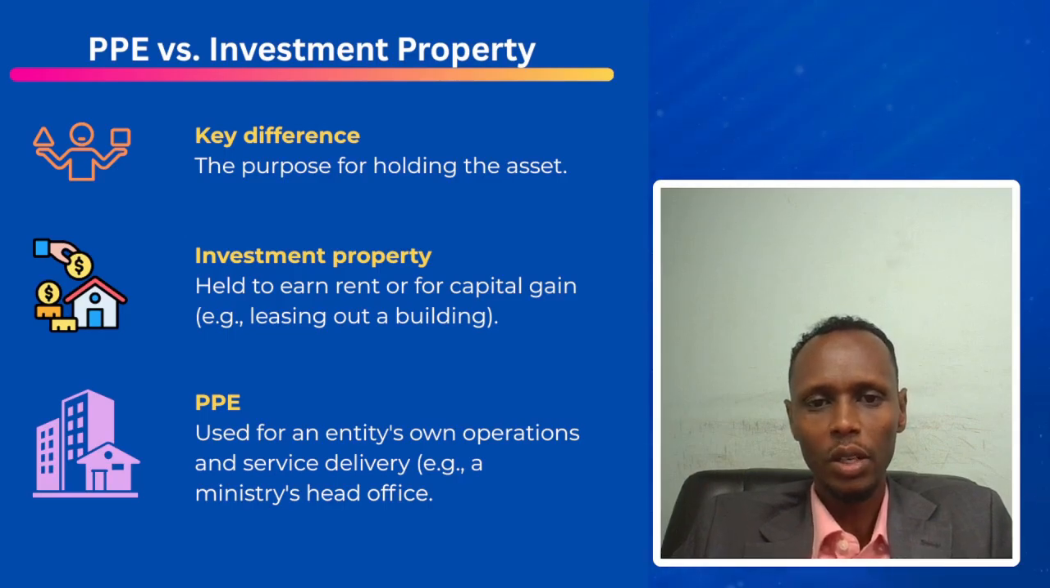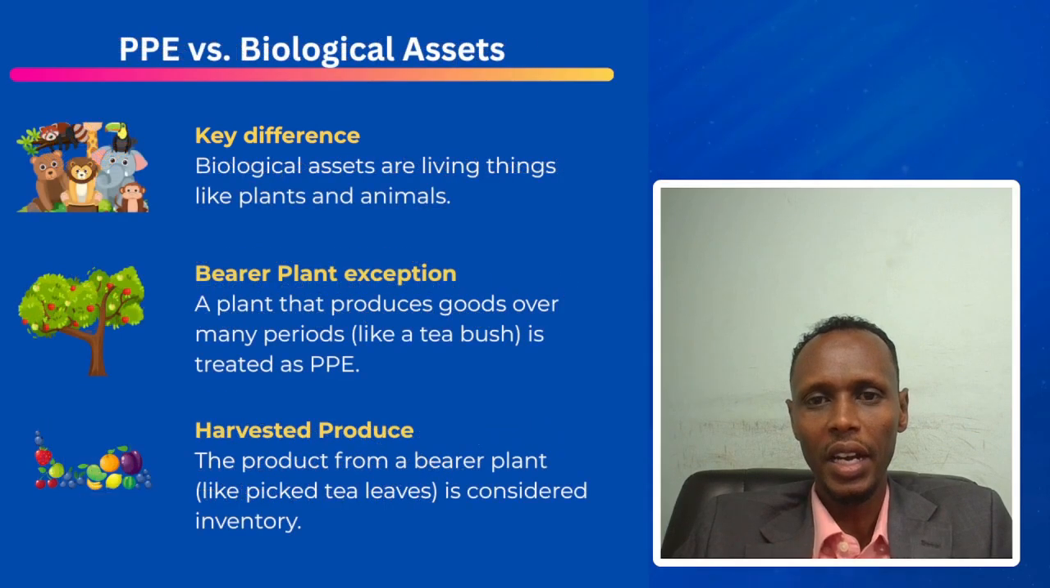So in our next slide, we will compare PPE against biological assets. You may wonder, why am I comparing PPE against biological assets? This is a unique one. Biological assets are living things like livestock on a government ranch or trees in a state forest. Usually these are not PPE. But there is a key exception called bearer plants. Think of tea bushes on state-run plantations. The bushes themselves, which produce tea leaves for many years, are considered PPE. The harvested tea leaves, however, are agricultural produce and form part of inventory.